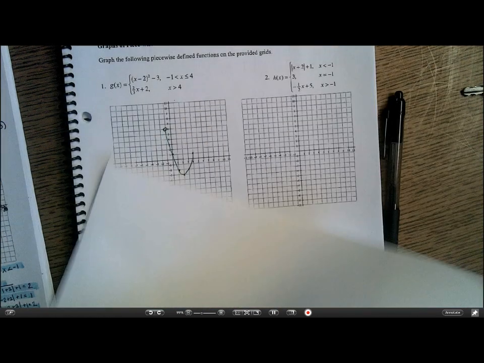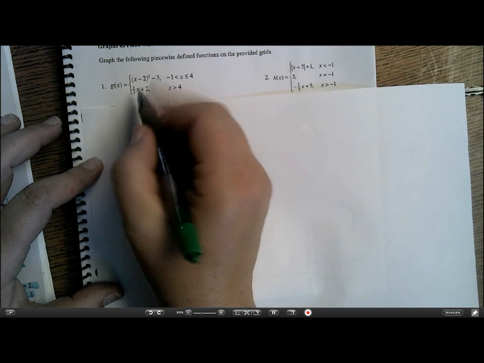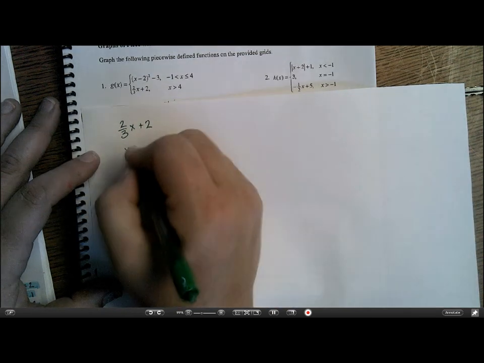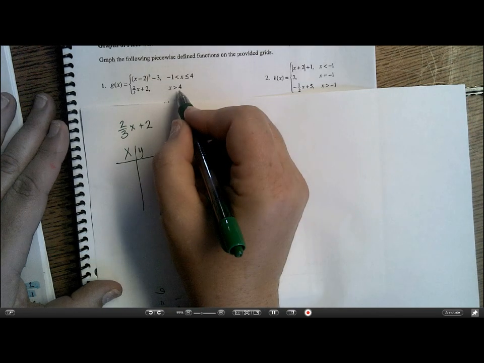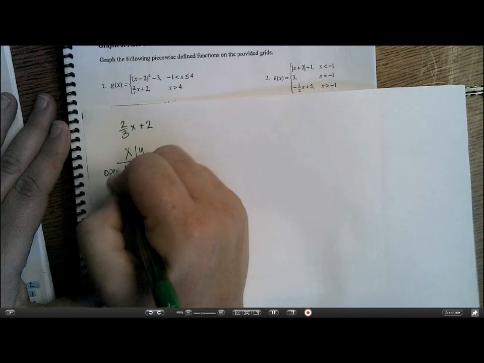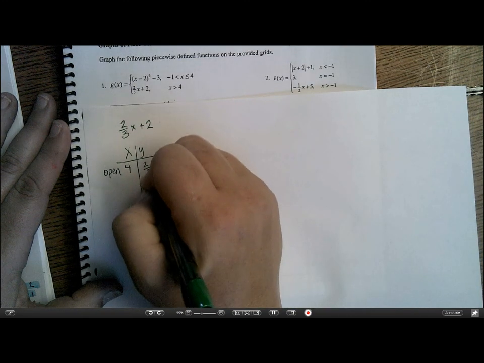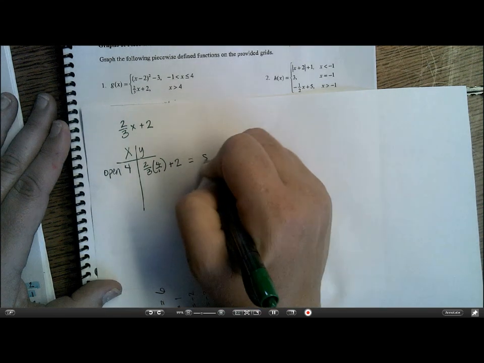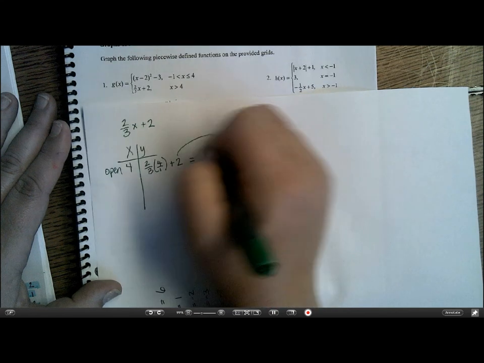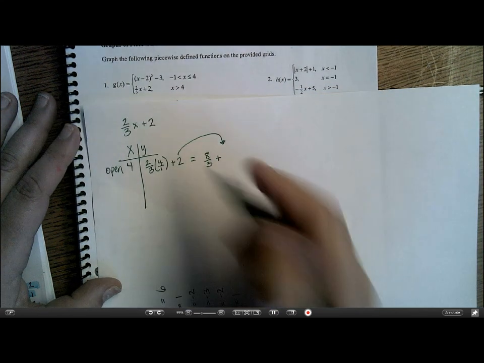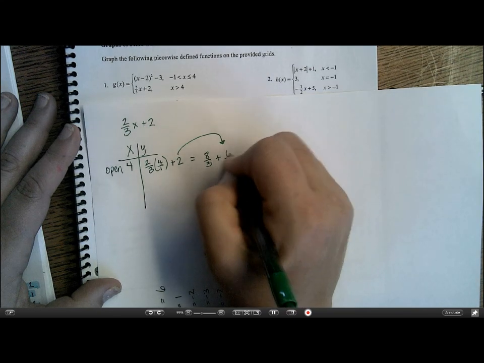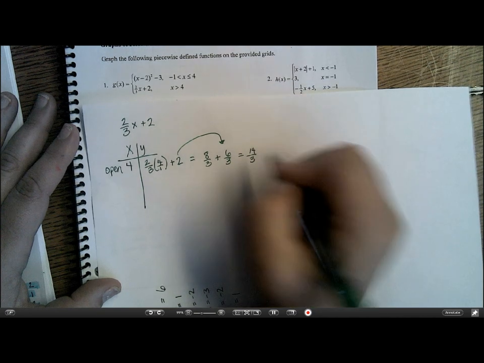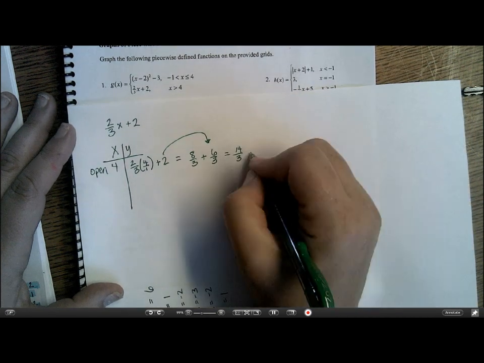Now I'm going to do the same thing with my line. Okay, so I've got 2/3 x + 2. On my table of values, I need to start at 4. It's open. So I've got 2/3 times 4/1 plus 2. That gives me 8/3 plus, in order to add fractions, I need to get common denominators. Common denominator 3, which makes 2 the same thing as 6/3. If I'm graphing 14/3, I really need to make sense of that number.